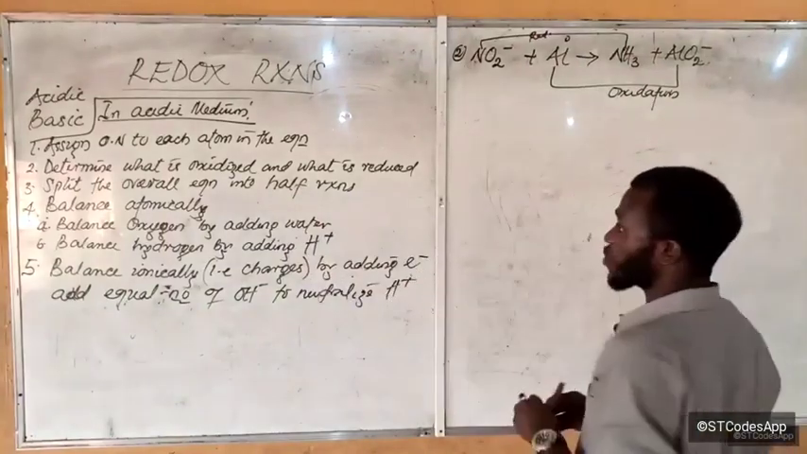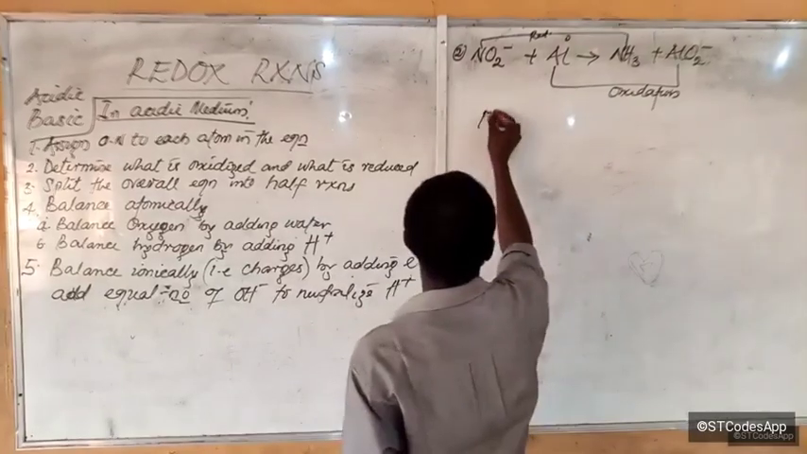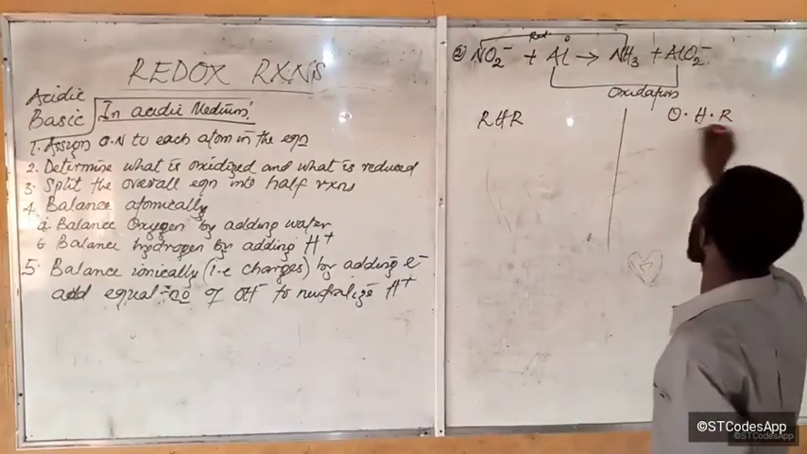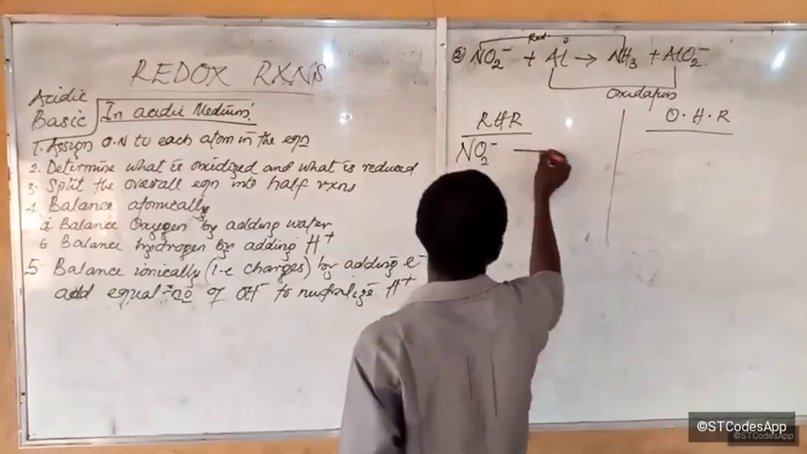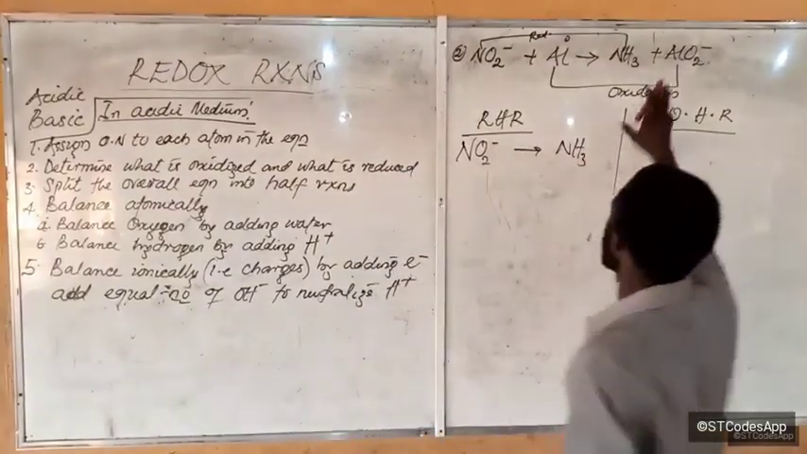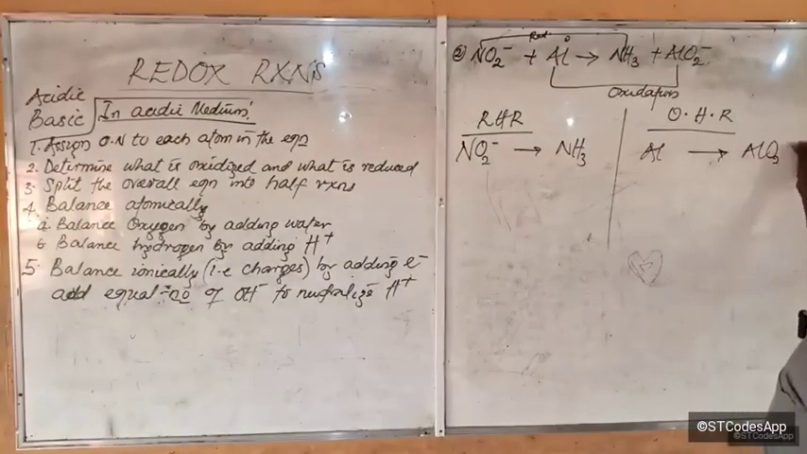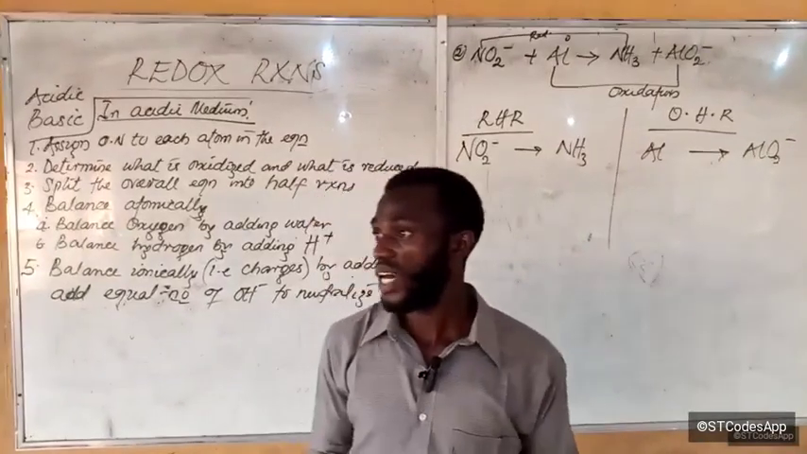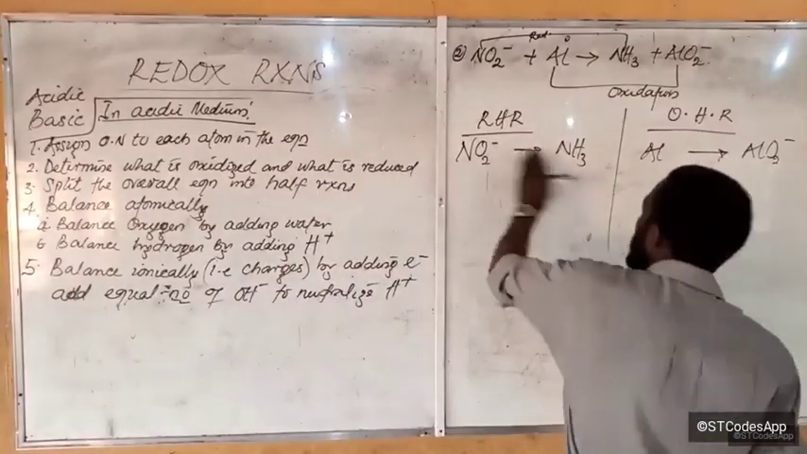Now, we split the overall equation. So let's split the overall equation. Let's start with the reduction. We have reduction half reaction and the oxidation half reaction. So in the reduction half reaction, what do we have? We have from NO2 minus to NH3. There's no charge. Al to AlO2 minus. All right. Now, the one thing about redox reaction is that the more you solve, the more tricks you decipher, you unlock in solving them. Is that okay? And the faster you are, of course. So in this case, what does it say we should do?